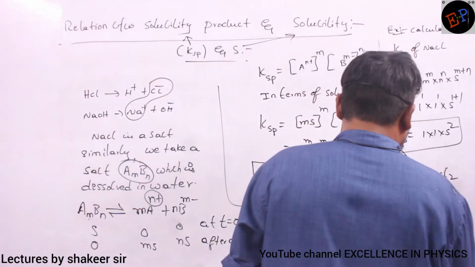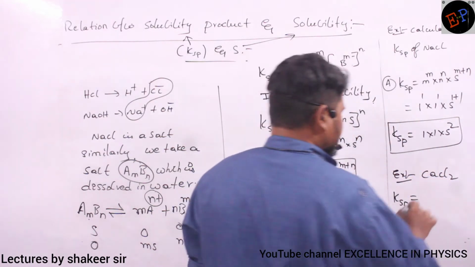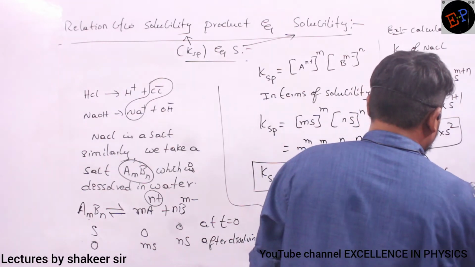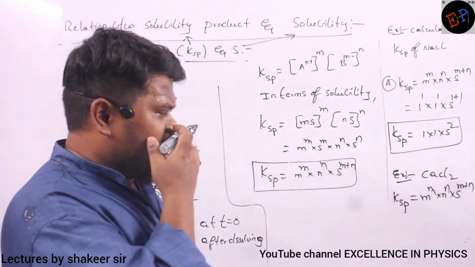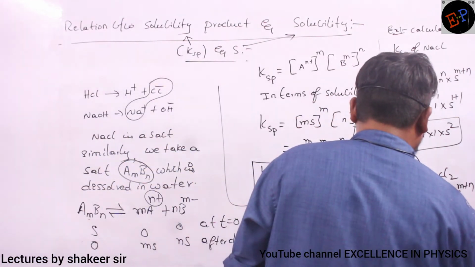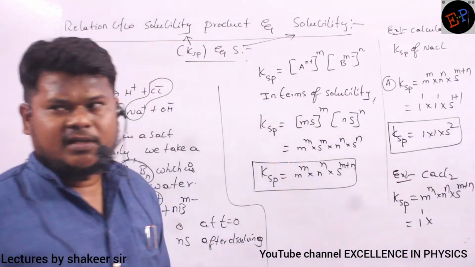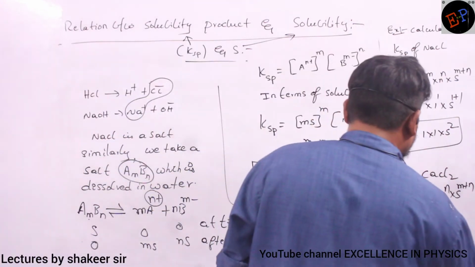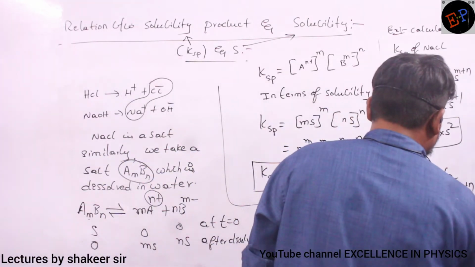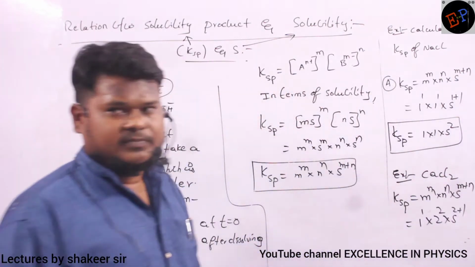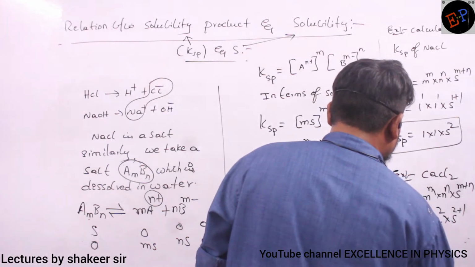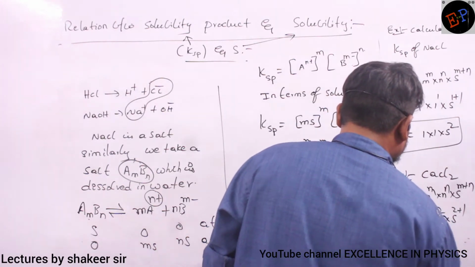Okay? So what is the formula of Ksp? M power M multiplied by N power N multiplied by S power of M plus N. This is the formula, no? So how many ions of Ca are present? Only one ion. So I will write 1 to the power of 1, multiplied by, how many ions of Cl? 2 ions are there. So I write 2 to the power of 2, multiplied by S power of 2 plus 1. This is how we have to write. So what is the answer I got? It is 4S cube. So this is the Ksp value of this particular salt.